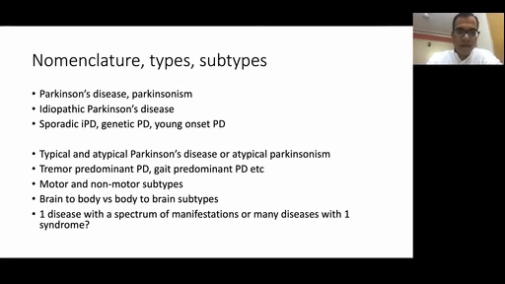Because there are so many subtypes, the question is whether to consider all idiopathic Parkinson's disease as one singular disease, or there's a push to make it a syndrome rather than a disease, and then look for differences and causations in each of the more phenotypic variations.